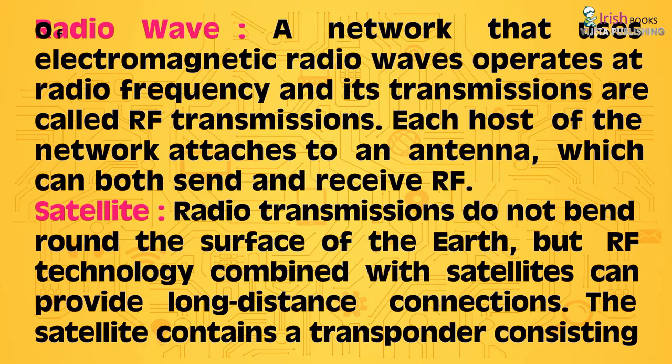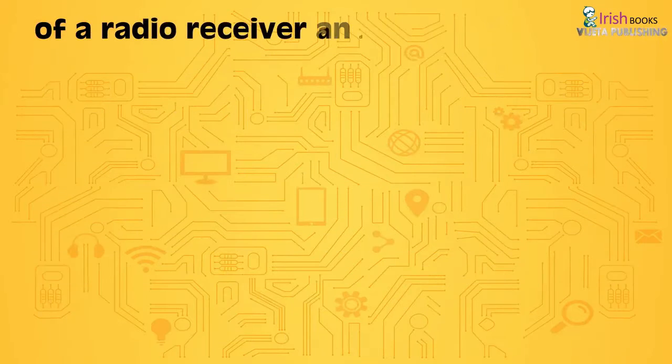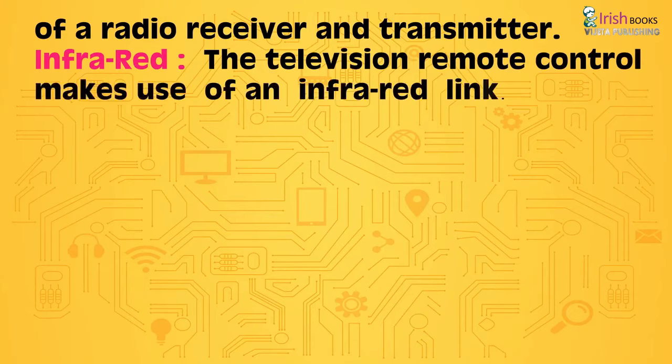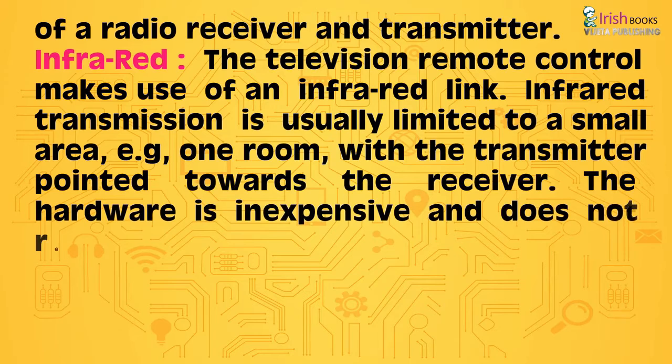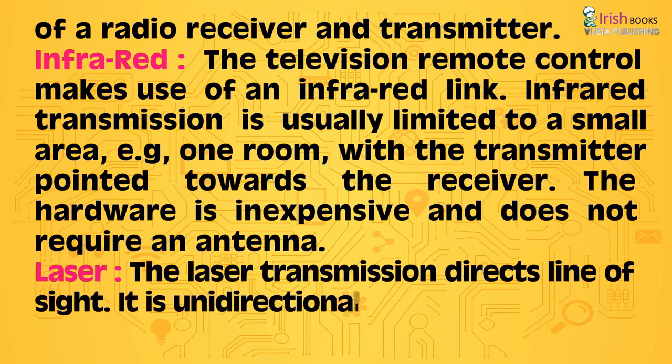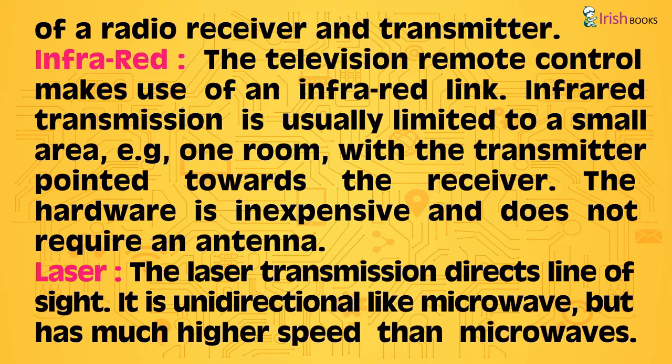Satellite. Radio transmissions do not bend around the surface of the earth, but RF technology combined with satellites can provide long distance connections. The satellite contains a transponder consisting of a radio receiver and transmitter. Infrared. The television remote control makes use of an infrared link. Infrared transmission is usually limited to a small area, for example one room with the transmitter pointed towards the receiver. The hardware is inexpensive and does not require an antenna.